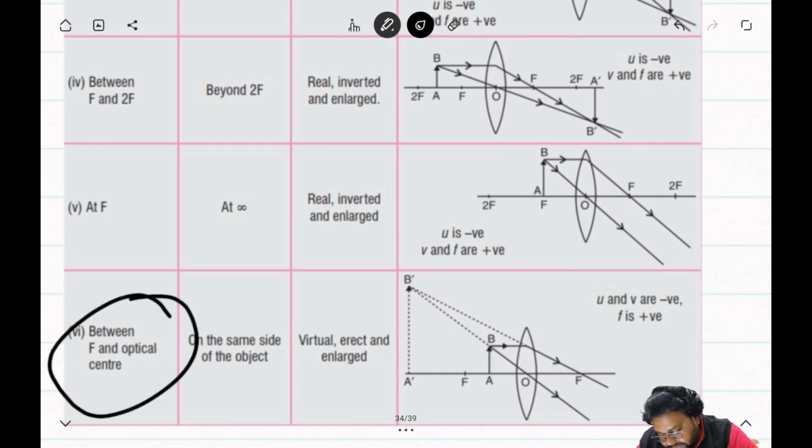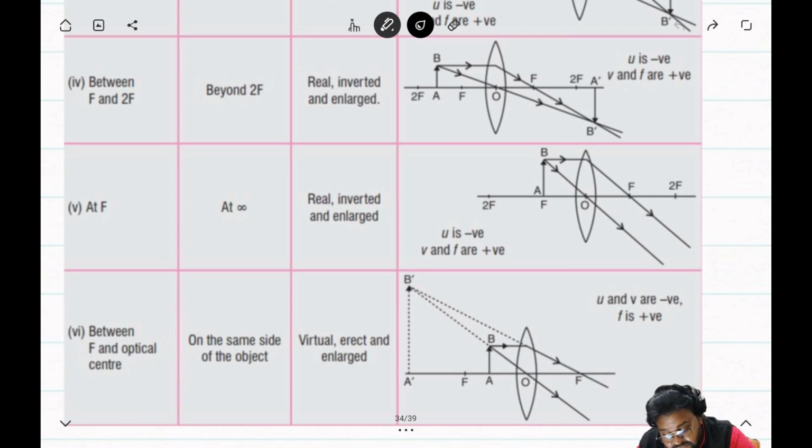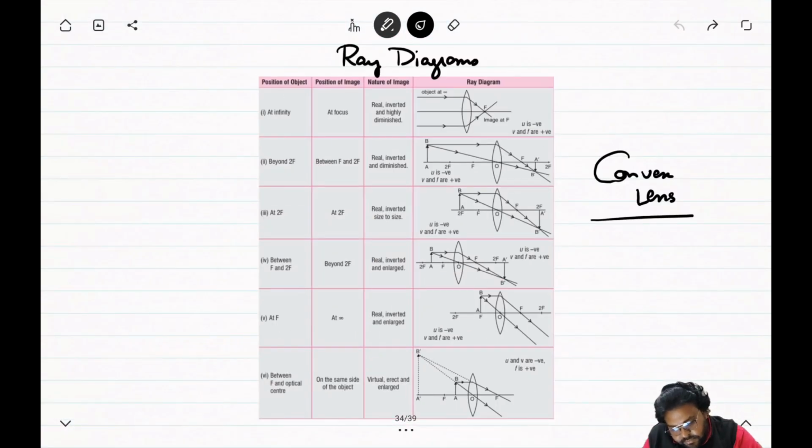And when the object is kept between f and the optical center, the light rays would go diverging, and so we have to extend them in the backward direction to get a virtual image. So in this case, we have to look inside the lens. That means a virtual image is obtained in this case. So this is the case of a magnifying lens. This is the case of a microscope. This is the case of all the cases where a lens is used to magnify an image.